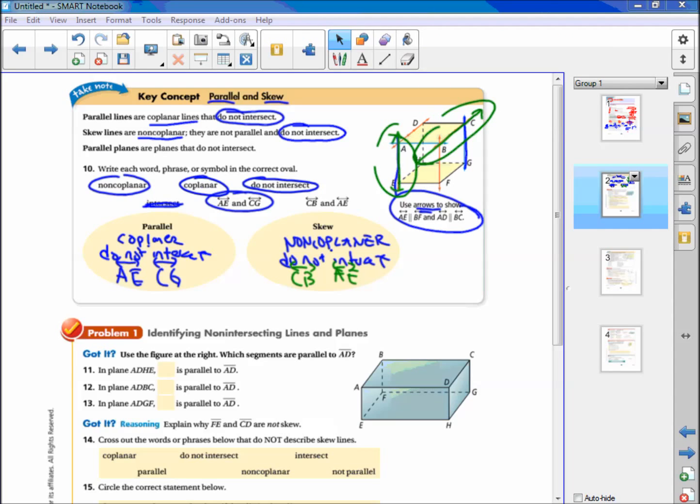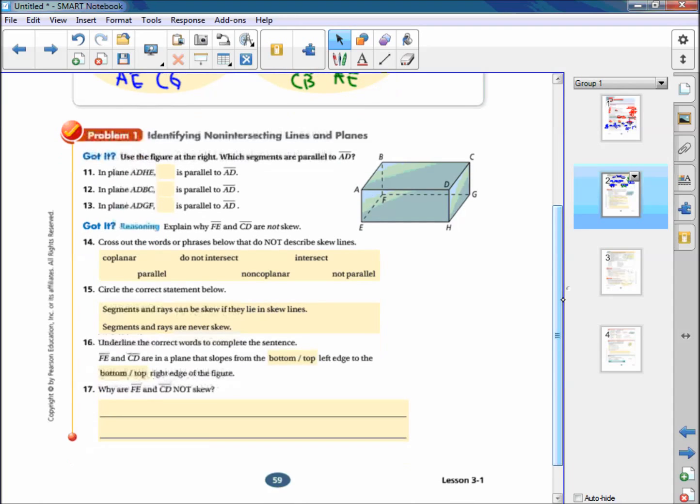All right, so down below we have two problems here. Problem number one, identify the non-intersecting lines and planes. So use the figure at the right. Which segments are parallel to AD? This is what we're trying to figure out. Okay, so we want to answer these three questions to help us.